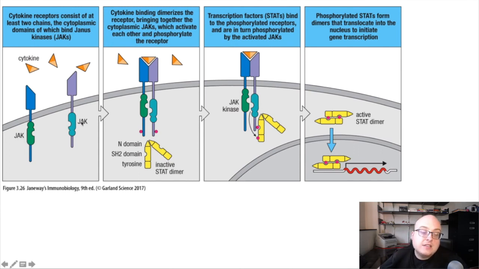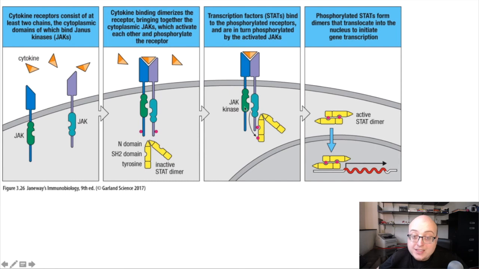The JAK kinases, when they're brought close to each other because of the dimerization of the receptor, are able to activate each other and phosphorylate the tails of the receptor chains. These phosphorylated tails then recruit transcription factors from the cytoplasm, in particular transcription factors called STAT, S-T-A-T, which are really important immunological transcription factors. So JAK activation recruits STAT to the complex.